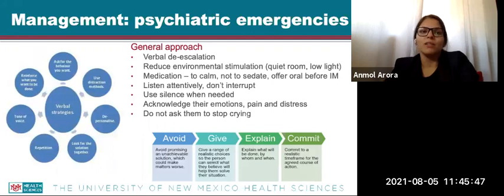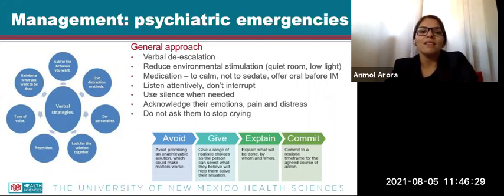For management of psychiatric illnesses, the first thing you should always do is verbal de-escalation. So always try to be attentive to them, and not cause more disturbance in their environment than they already have. Use a quiet room, turn the lights off, let them rest, and don't interrupt if they're talking, right? They may not be able to discuss everything right away, so give them a period of silence if they need to. Acknowledge people who are discussing these things and their emotions.